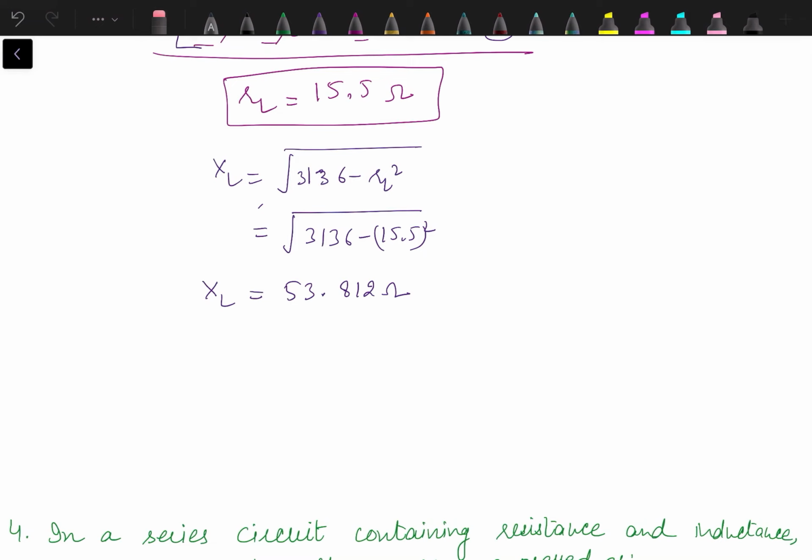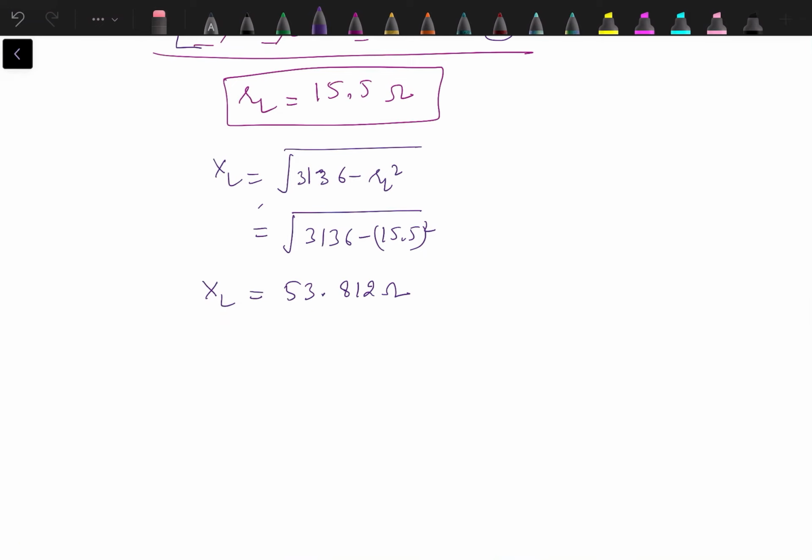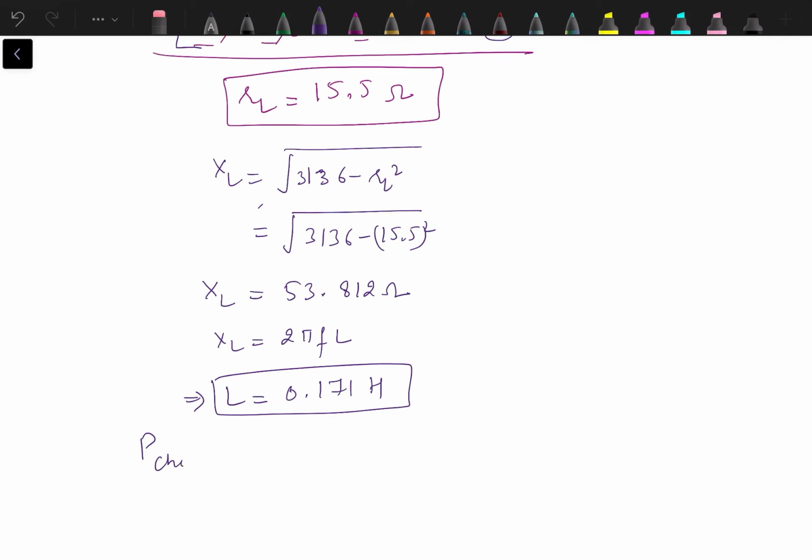The next thing we need to calculate is the inductance. Once we have XL, then XL is equal to 2 pi FL. We have the value of frequency, we have XL. This gives us the value of L as 0.171 Henry.